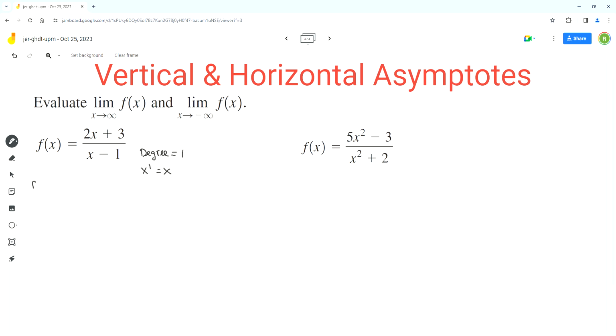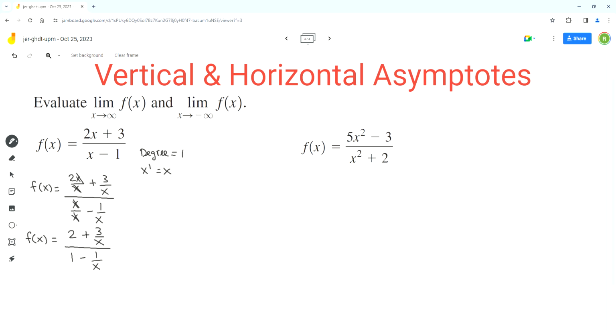So in the next step, we can rewrite this as f of x equals 2x over x plus 3 over x, over x minus 1 over x. Now we can simplify this expression. In the first fraction in the numerator, the x's cancel each other out. So we are left with just 2 in the numerator in the first term, and then plus 3 over x in the second term. We cannot simplify this fraction. And in the denominator, in the first term, the x's cancel each other out. So we are left with just 1, and then minus 1 over x.